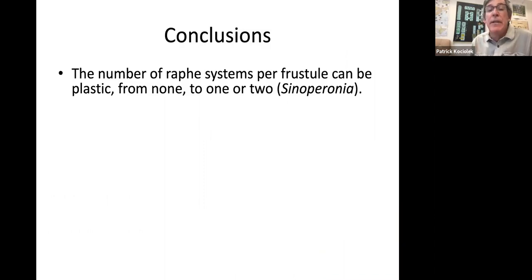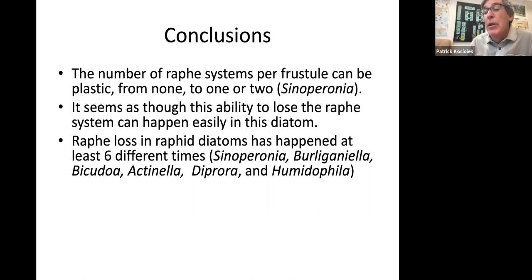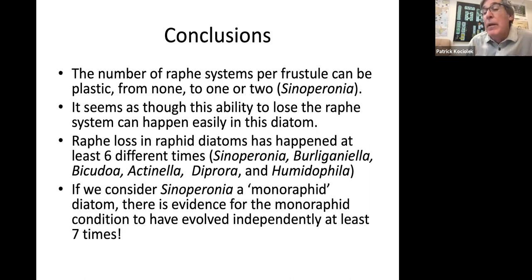So in this case, the number of raphe systems per frustule can be plastic, from none to one to two. It seems, at least in this diatom, it may be quote unquote easy to lose it. There has been raphe loss in a number of other raphid diatoms. And I don't know what to call Cyanopyronia other than a eunotioid diatom, but if it's considered a monoraphid diatom, the monoraphid condition has probably happened at least seven times.